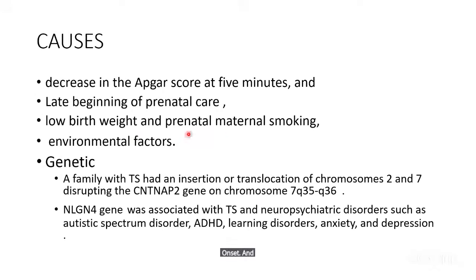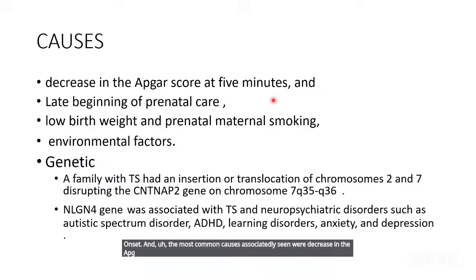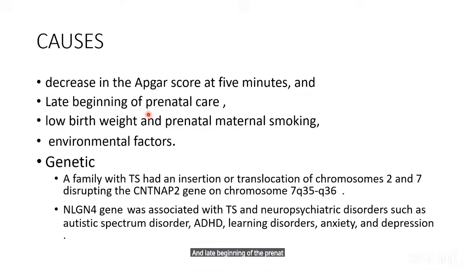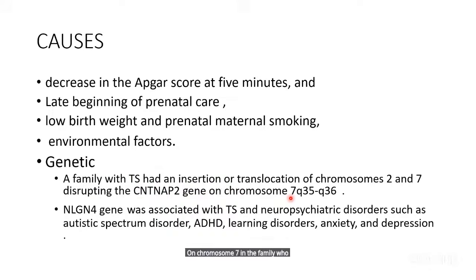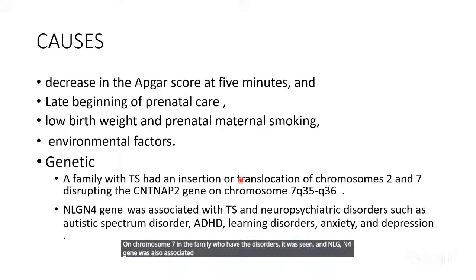The most common associated causes seen were a decrease in the Apgar score at 5 minutes of birth, late beginning of prenatal care of the mother, low birth weight, and prenatal maternal smoking, environmental factors, and genetic causes, as I already told. It was described in the CNTNAP2 gene on chromosome 7, in families who have tic disorders, and the NLGN4 gene was also associated. They may have associated neuropsychiatric disorders such as autism spectrum, ADHD, learning disorder, anxiety, and depression.